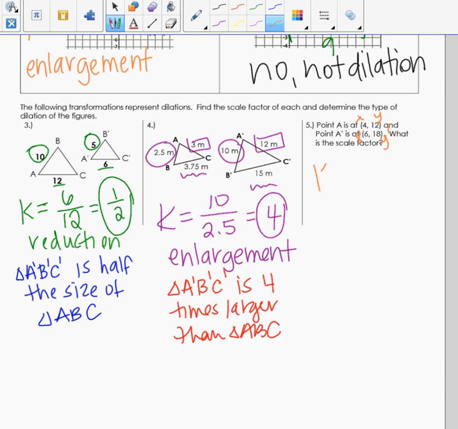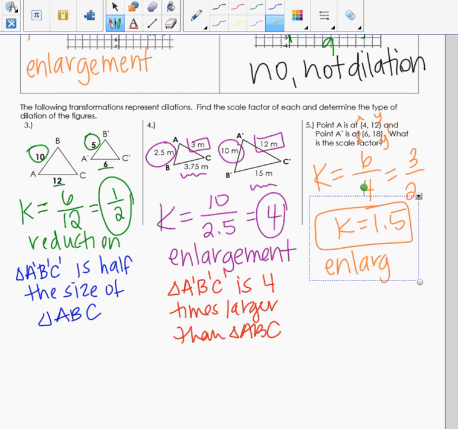So to find your K, you're going to do prime over original. So in this case, if we do our X's, X prime is 6 and X is 4, which reduces to 3/2 or 1.5. Obviously, it doesn't matter. So if K is 3/2 or 1.5, that means it's an enlargement. Okay, so in this case, whatever figure this would be a part of, right? You won't just dilate a point. This would be part of a figure. That figure would end up being 1.5 times bigger than the original.